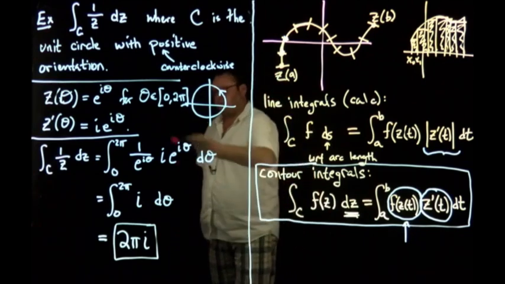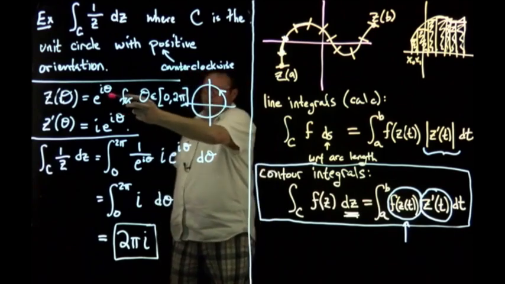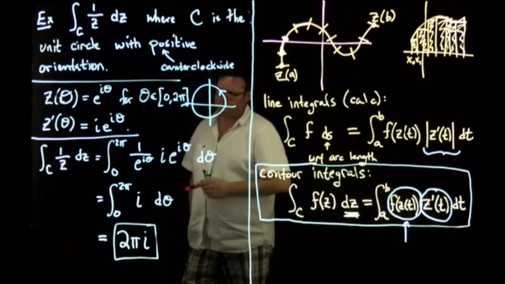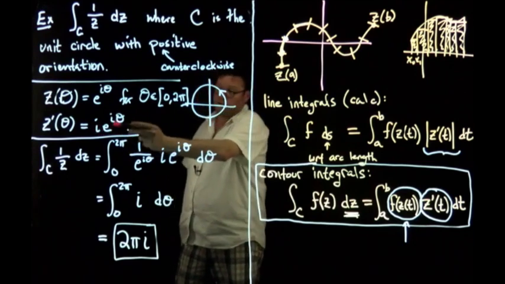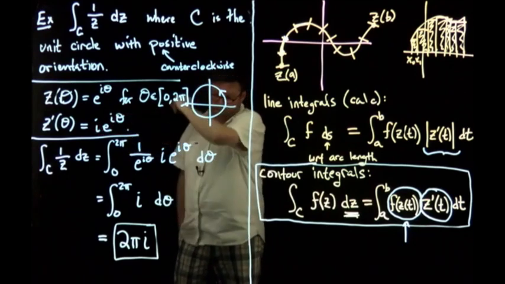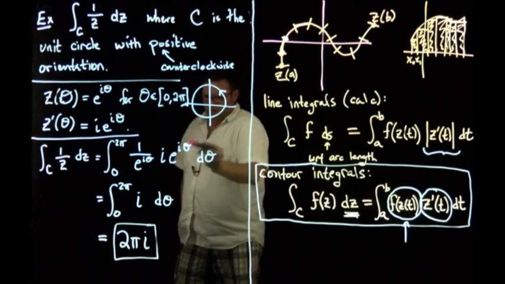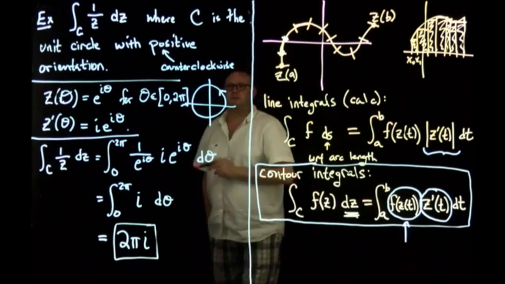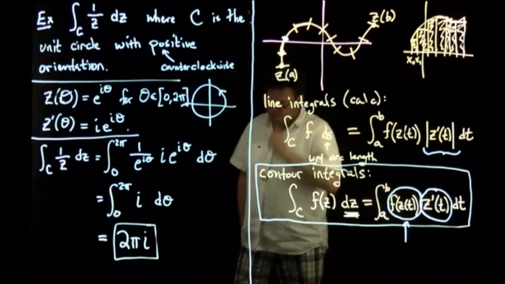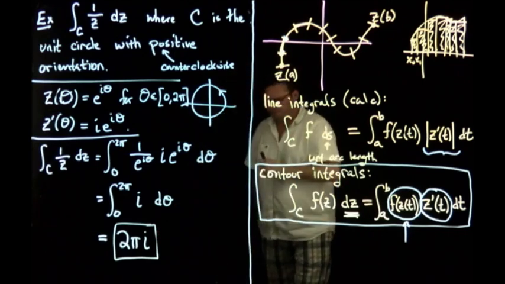Okay, the other way is we said we could do an e to the 3I theta, in which case the derivative would be 3I e to the 3I theta. And the e's would still cancel, but now we'd be integrating 3I from 0 to 2 pi, so we'd get 6 pi I.